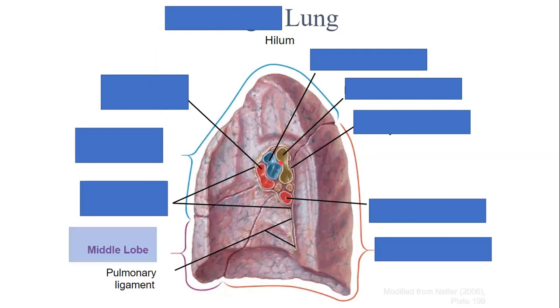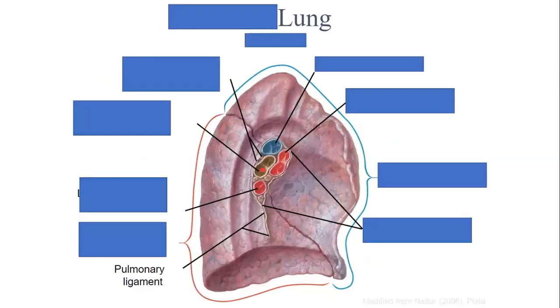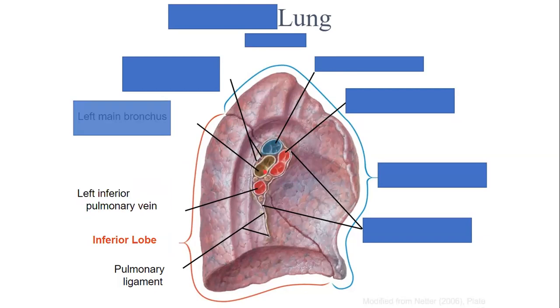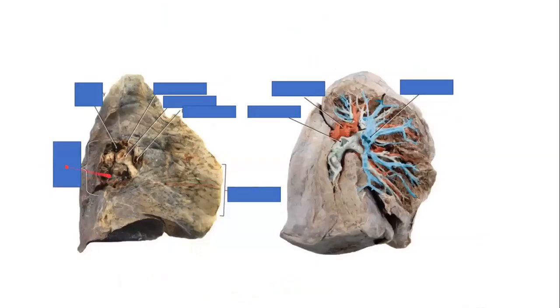I will just skip all these. And then we know it's left because it's superior. Artery is superior to the bronchus. Whoop, didn't mean to do that. Oh, I'll give it away. I don't think anyone knew that.